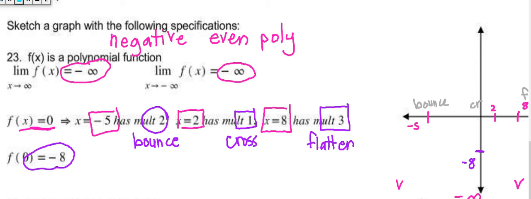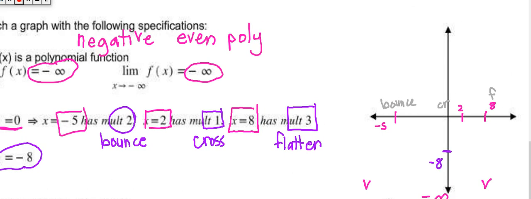So let's see what that sort of looks like. It starts at negative infinity. It comes up to -5 and touches and turns around. So there's our bounce. It does something in here which you really don't care that much about, but it needs to cross at -8. It needs to cross at +2 and then come back down towards 8 and flatten. So it's going to go something like that, maybe.